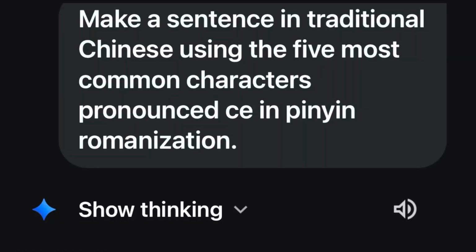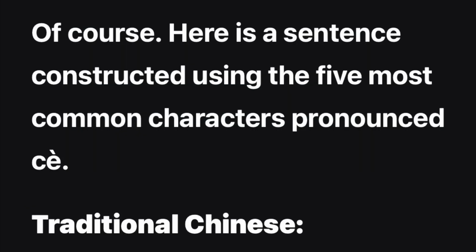Here are the phonetic symbols for t and ts. T, not ts. I wonder if you guys have made the same mistake. I asked Gemini AI to make a sentence in traditional Chinese using the 5 most common characters pronounced te in Pinyin romanization. It thought, and then said, of course.